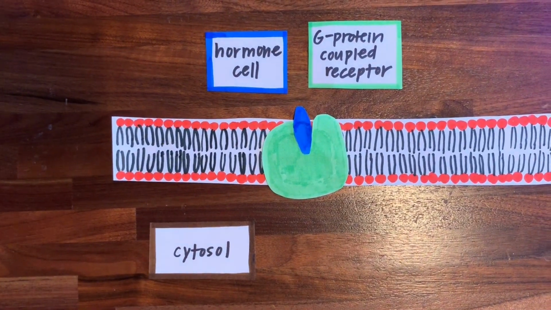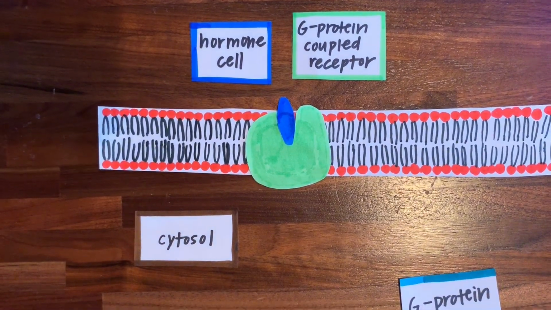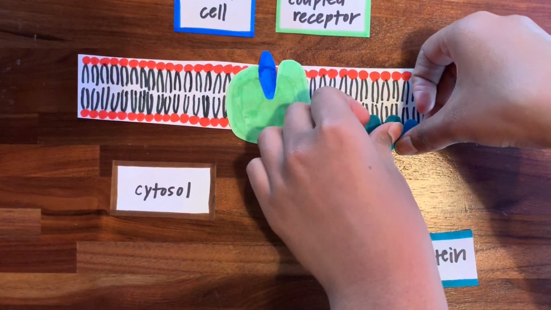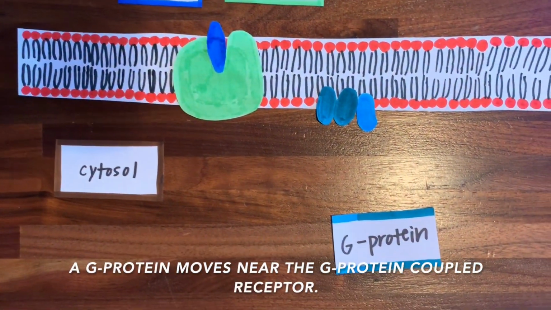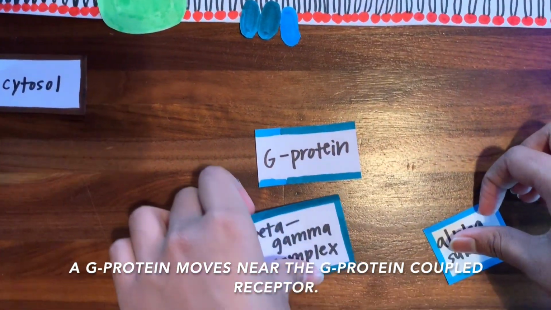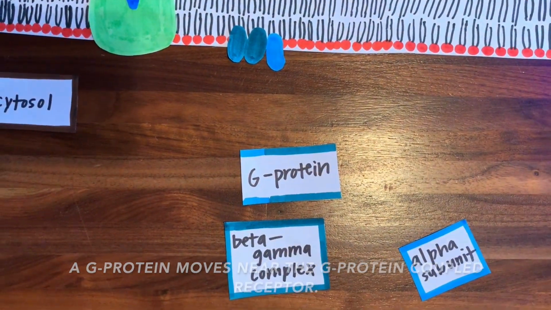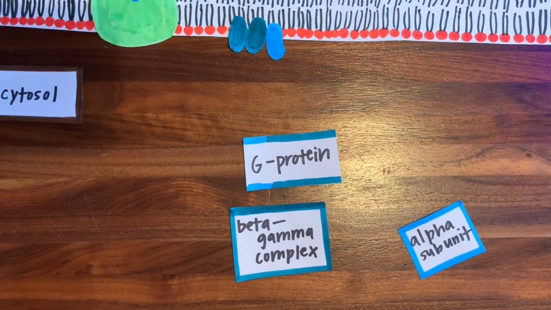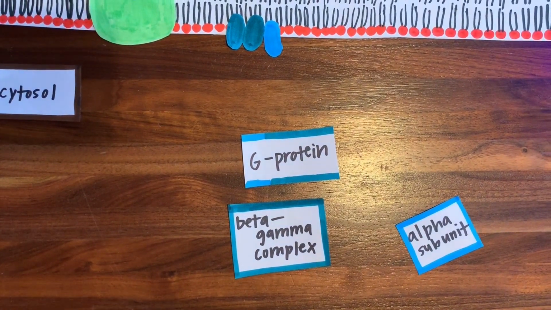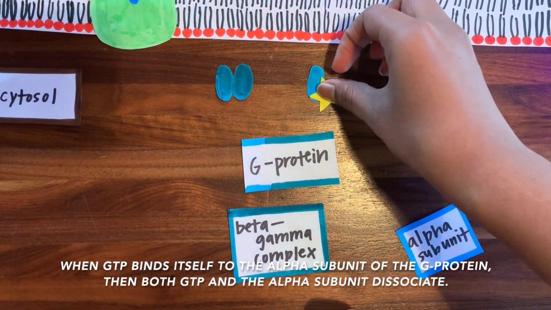Along with the G protein coupled receptor, the plasma membrane also has a G protein, which activates mechanisms in the cell. The structural parts of the G protein consist of the alpha, beta, and gamma subunits, the alpha subunit being the active portion. The alpha subunit of the G protein connects to the opposite side of the receptor and dissociates into an alpha subunit and a beta-gamma complex when the GTP binds itself to the alpha.